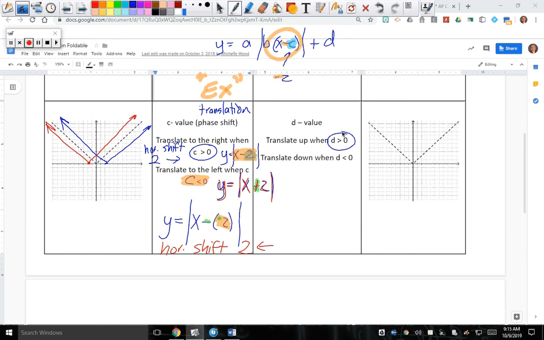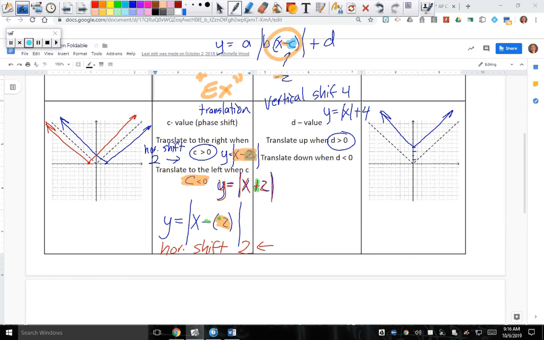If D is positive, let's say that it was like y equals, sorry, absolute value of x plus 4. Which way is it going to shift? Up. It's going to shift up. It's a vertical shift 4 units up. Oh, not just 2, 4. 1, 2, 3, 4. Can someone tell me why didn't I do the opposite? Because I'm not with the X. If I'm not with the X, I follow the rule.